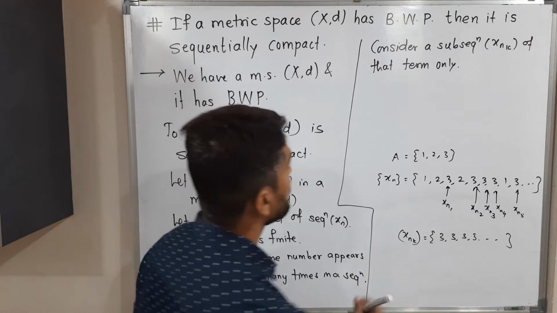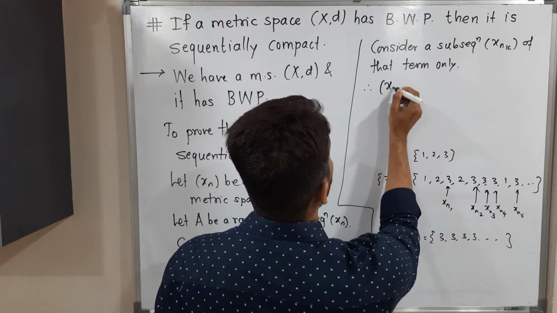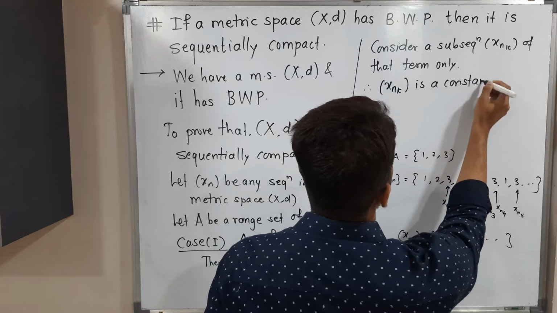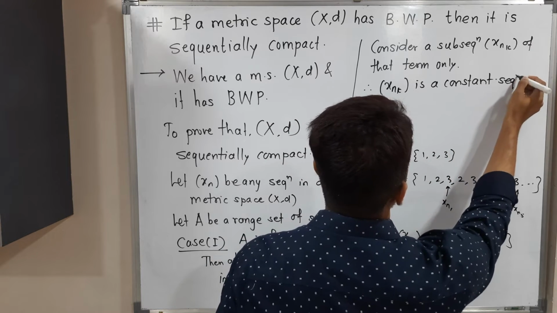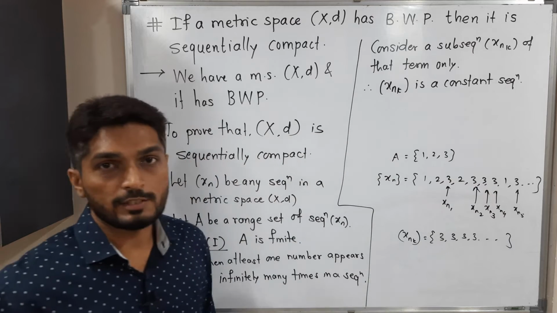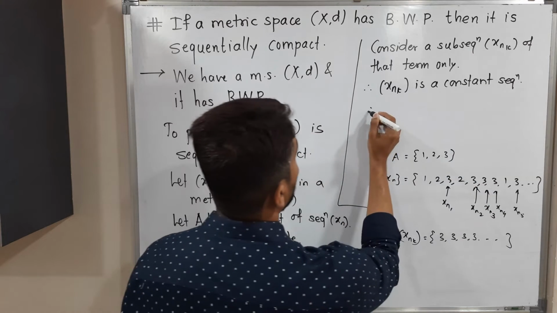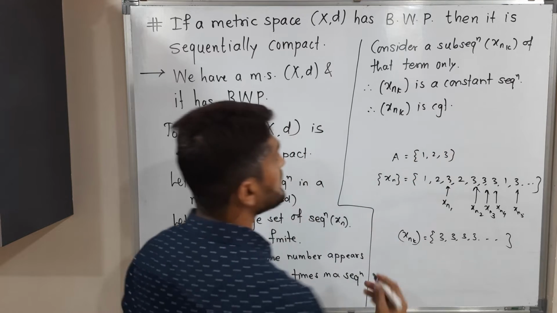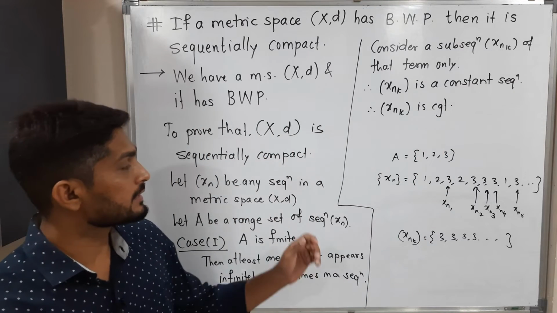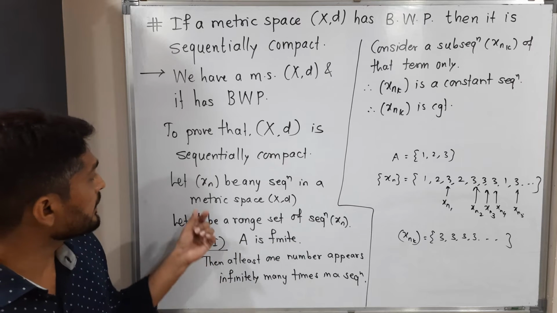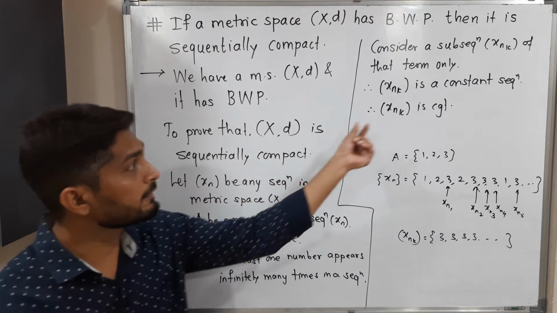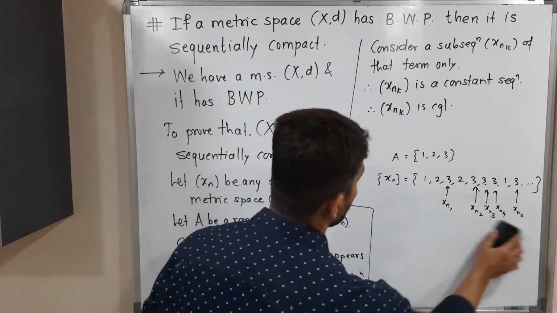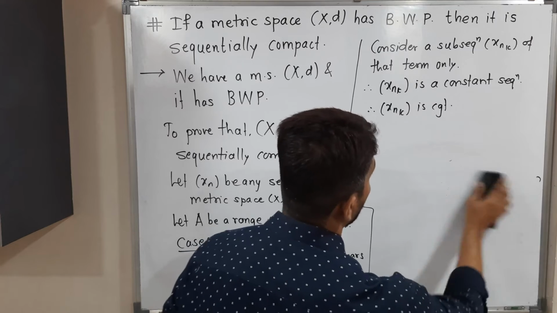So let me mention here, therefore Xnk is a constant sequence. Getting? And we know that every constant sequence is convergent. Therefore Xnk is convergent since it is a constant sequence. Getting? So it's convergent. So what I want to say: we started with one sequence Xn and finally we got its convergent subsequence. So let me remove this example. It is not required now. Okay, just a minute.